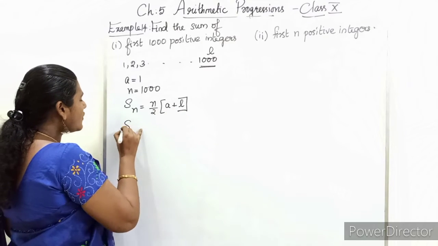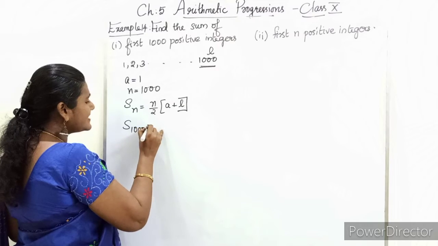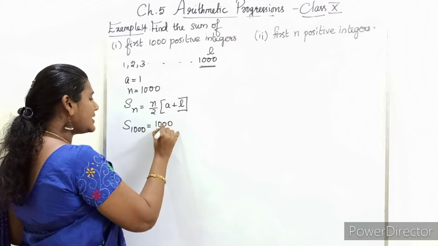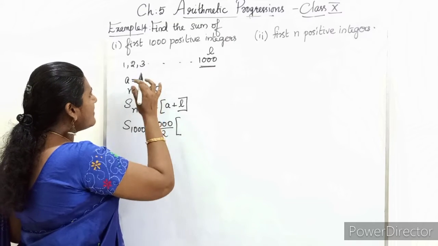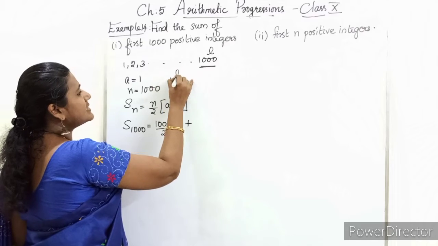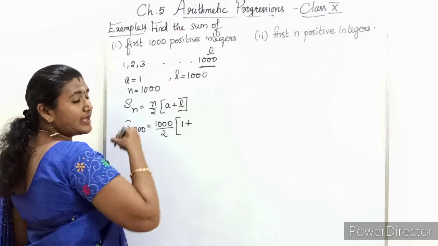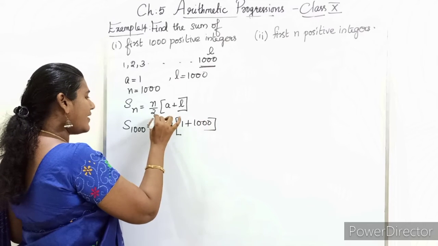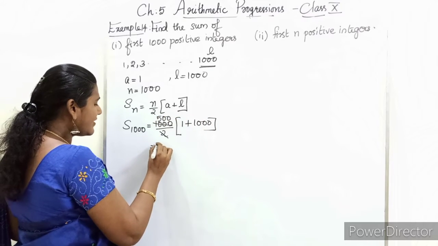Now in the place of n, A and L, we will substitute the value. So S1000 is equal to 1000 divided by 2 into A, whose value is 1, plus L. L is nothing but the last term, and L is also 1000 only. So here we will substitute 1000. Now we will simplify. Here we can cancel and you will get 500.